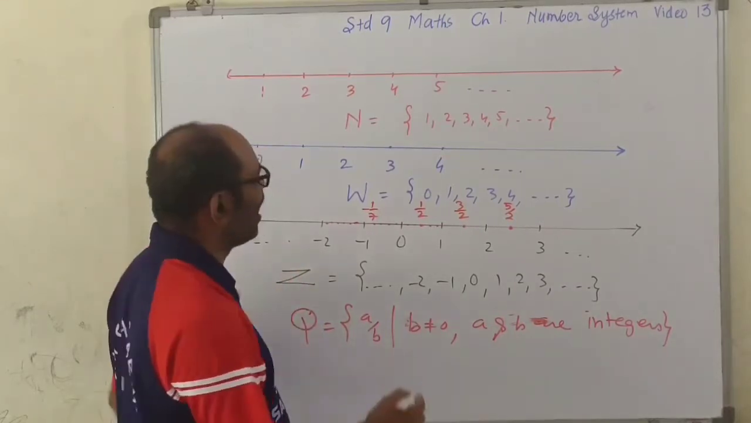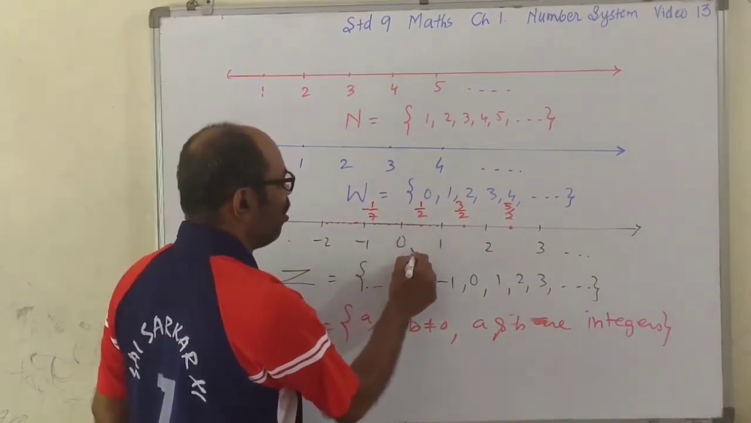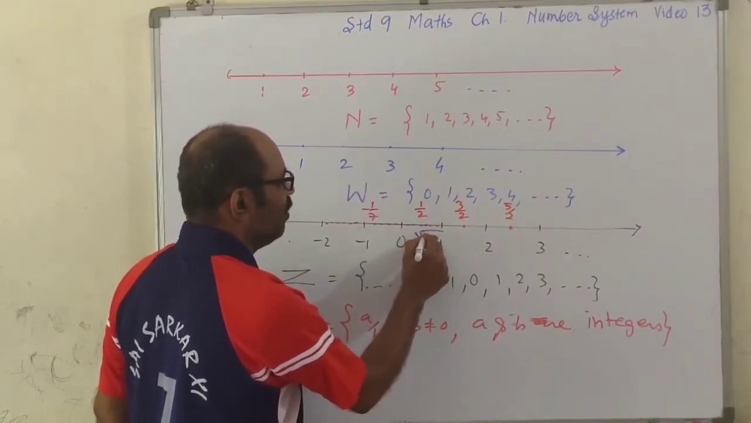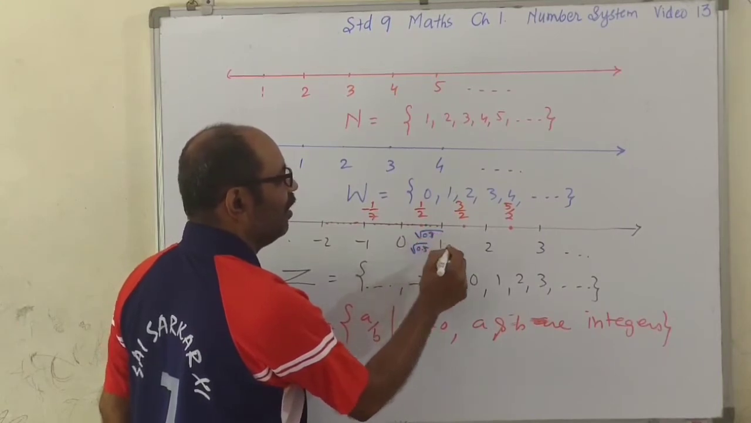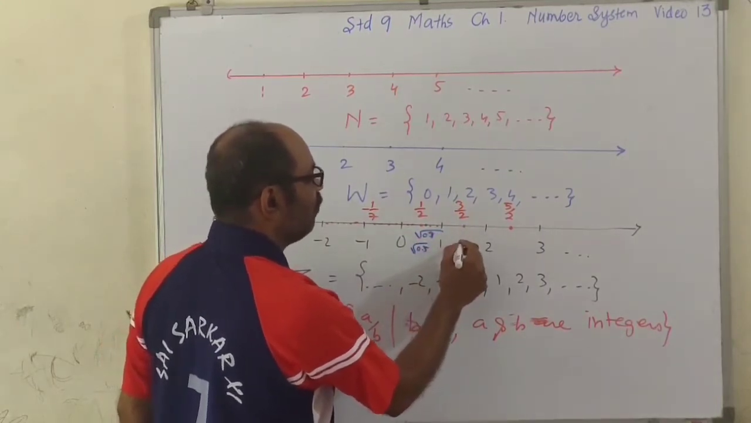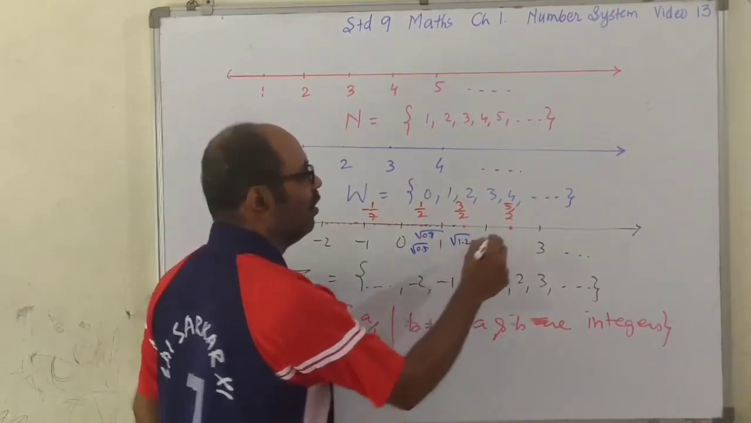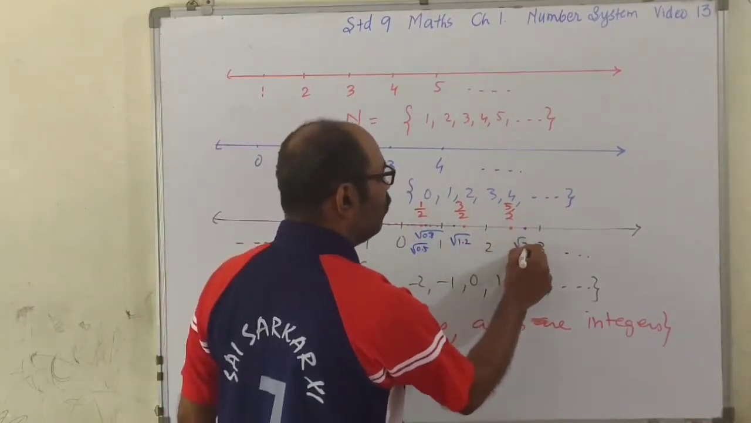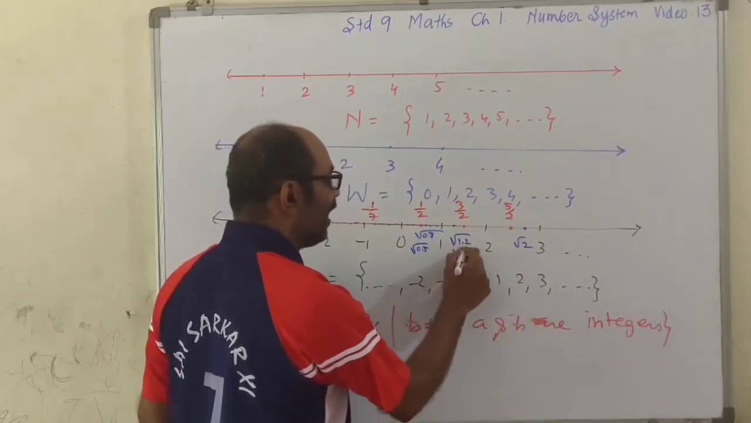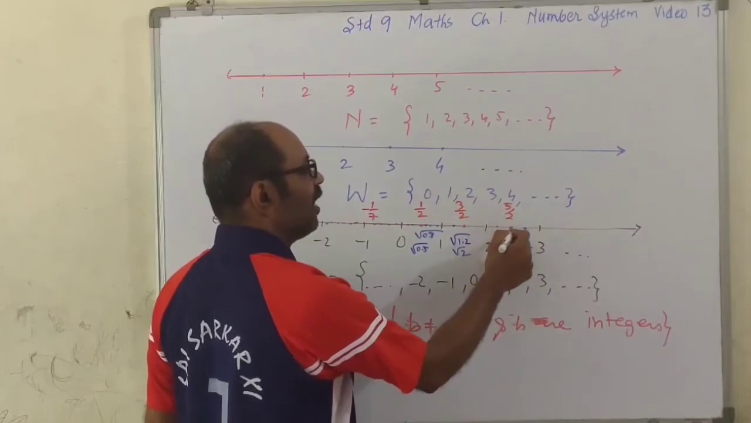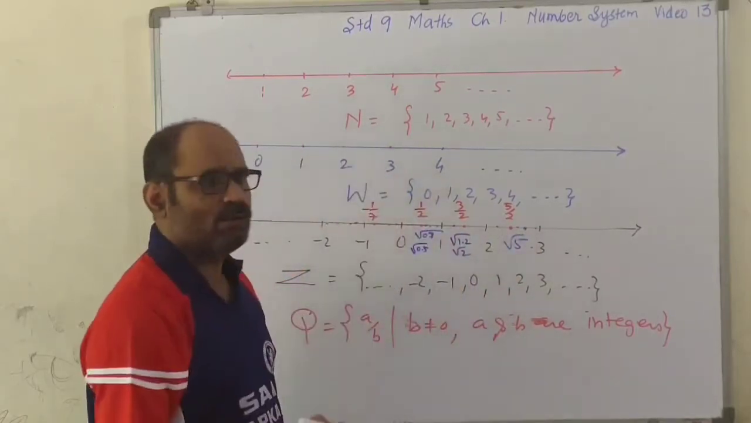Alright, and those are square root of 0.5, square root of 0.9. Between this, square root of 1. Any number between 1 and 2, here, square root of 2. Square root of 2 will come here. Square root of 5 will come somewhere here. So many such square roots will come.